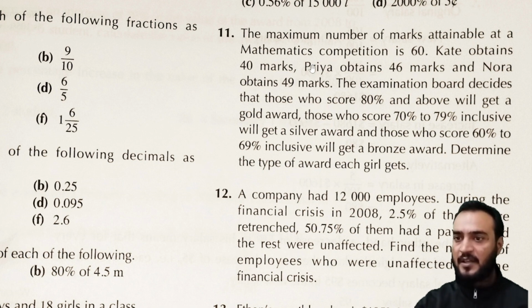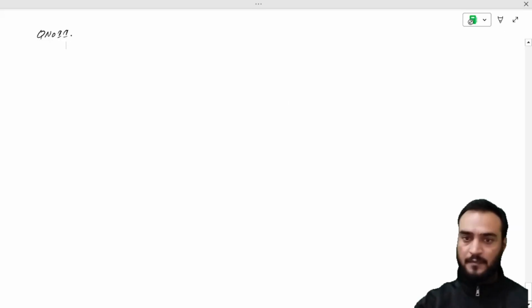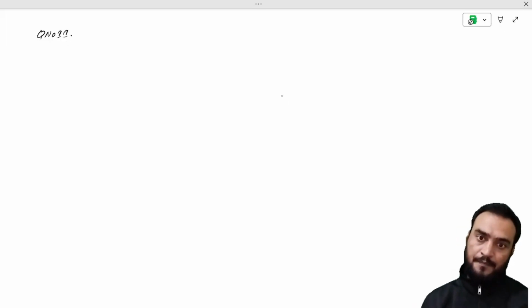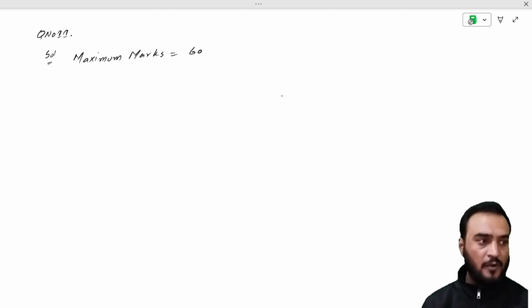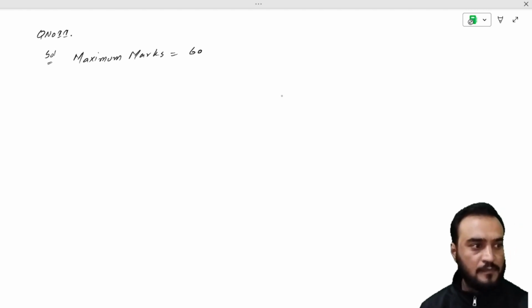each girl gets. So the total number of marks is 60. Kate obtained 40, Priya obtained 46, and Noora obtained 49. So first we have to find the percentage of marks of all three students, Priya, Kate, and Noora. So let us solve. Maximum marks is equal to 60, where Kate obtained 40 marks.